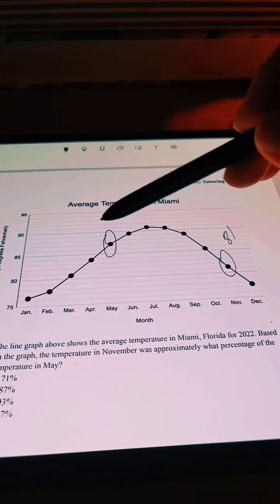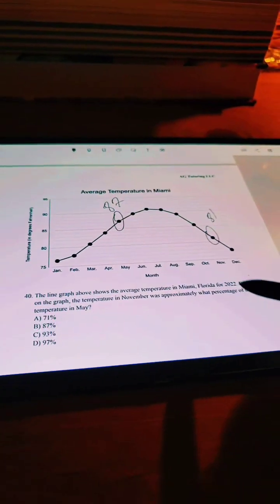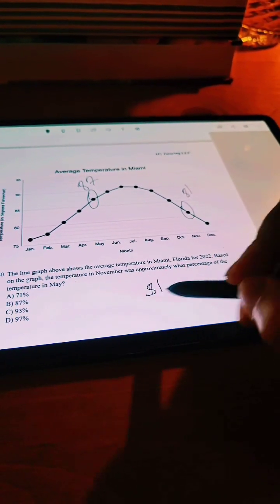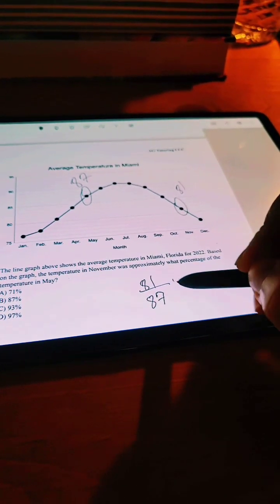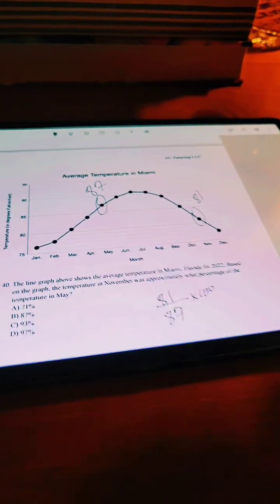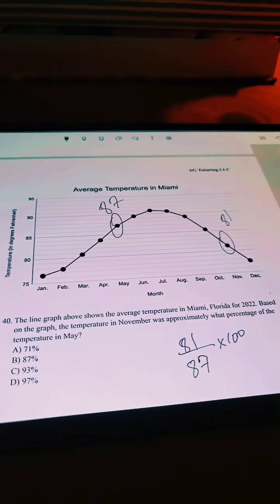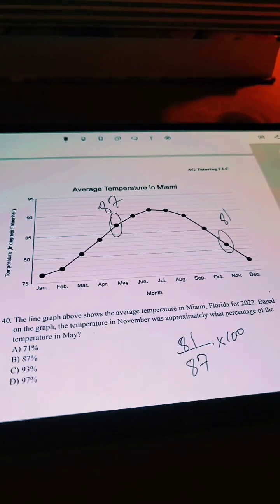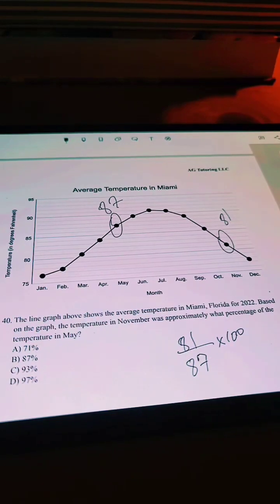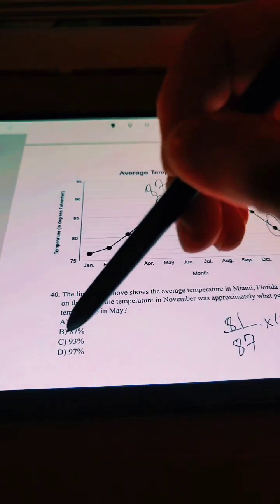And then this one is lining up with 87. So we're going to have 81 over 87 times 100. So then that's going to be, hold on, let me calculate it. 93.103 and so on, so approximately 93%.